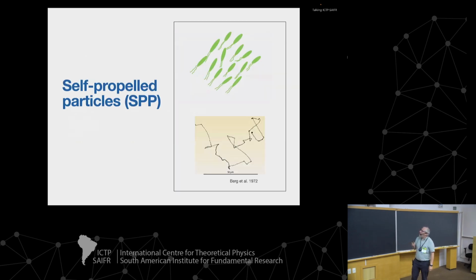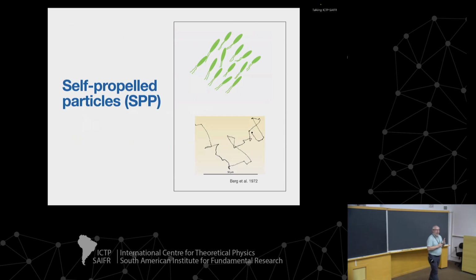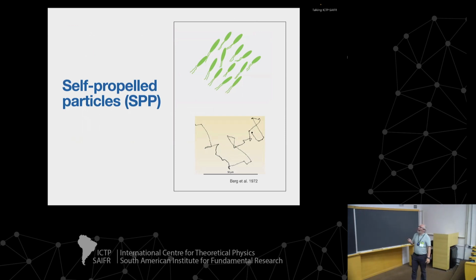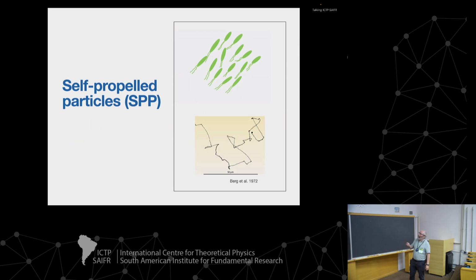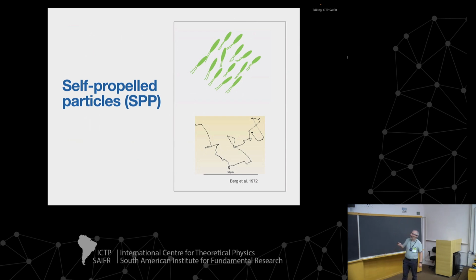So the first thing is self-propelled particles. This is a cartoon of bacteria, and we're going to talk about cartoons in these lectures. But this is a real experiment of bacteria. I think that they are E. coli, and they were tracked by hand in the 70s. And you see this nice run and tumble motion, where bacteria were running in straight lines, then they change direction, almost straight line, and so on.